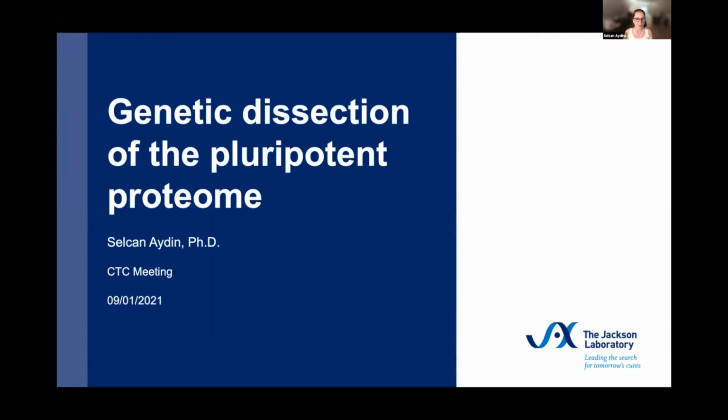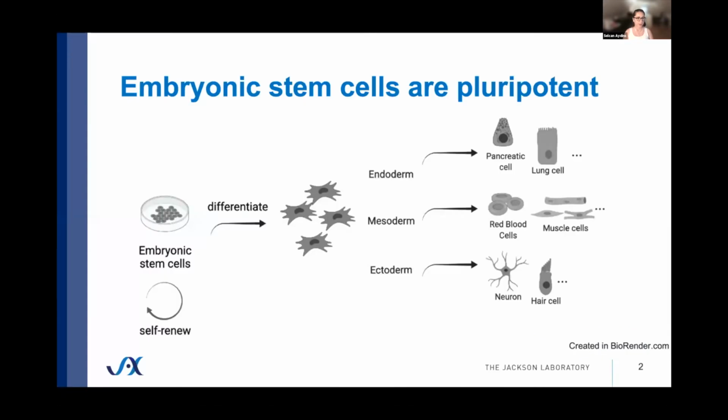Thank you, Greg. I'm going to talk about the genetic dissection of the pluripotent proteome today. And what do I mean by that? So we work with embryonic stem cells, which are pluripotent cells. By that, we mean they can self-renew indefinitely in culture, but they can also differentiate into any cell type. So you can use them to create your own favorite cell type. And this makes them a great resource for regenerative medicine in general, and also a great model organism to study cell fate commitment.